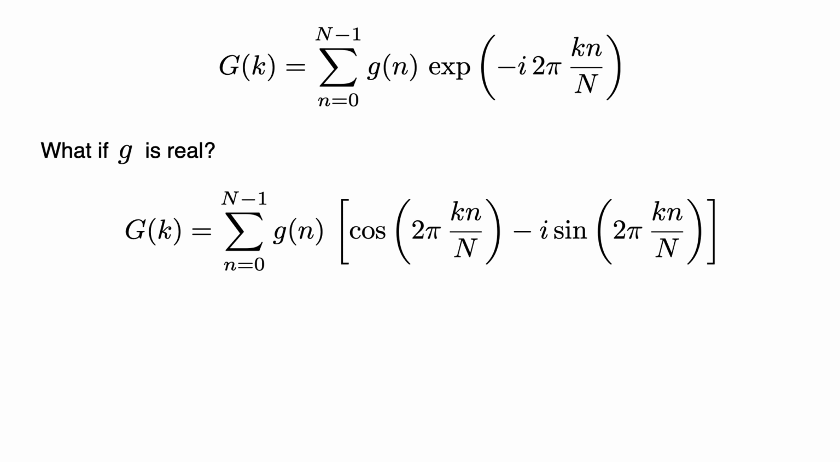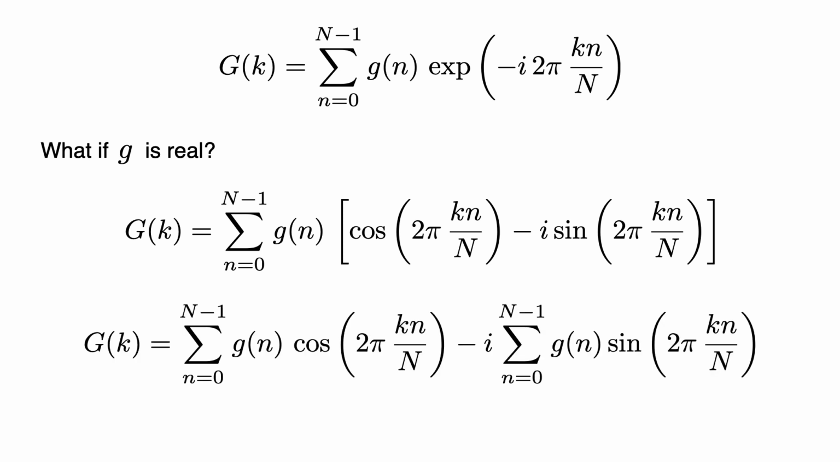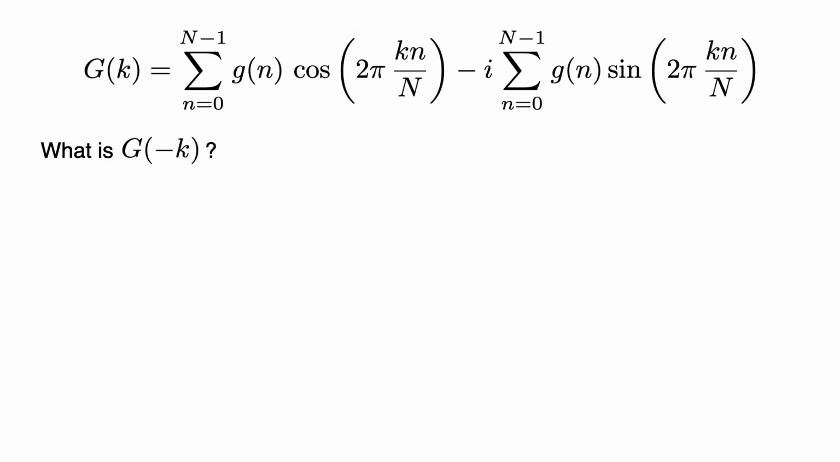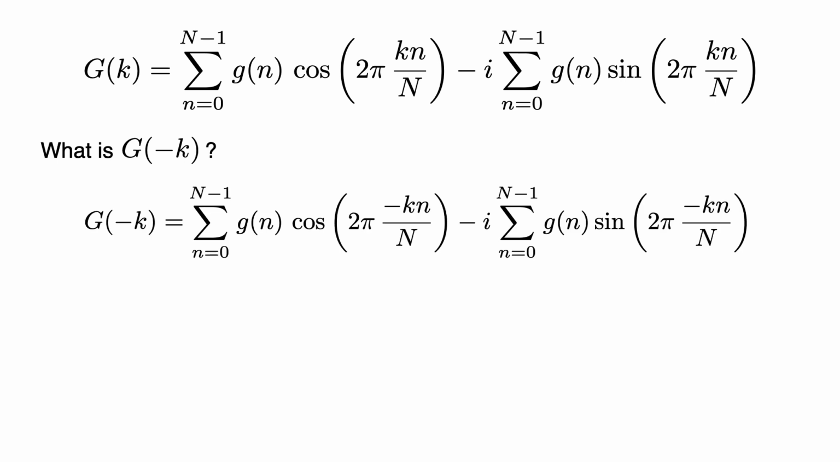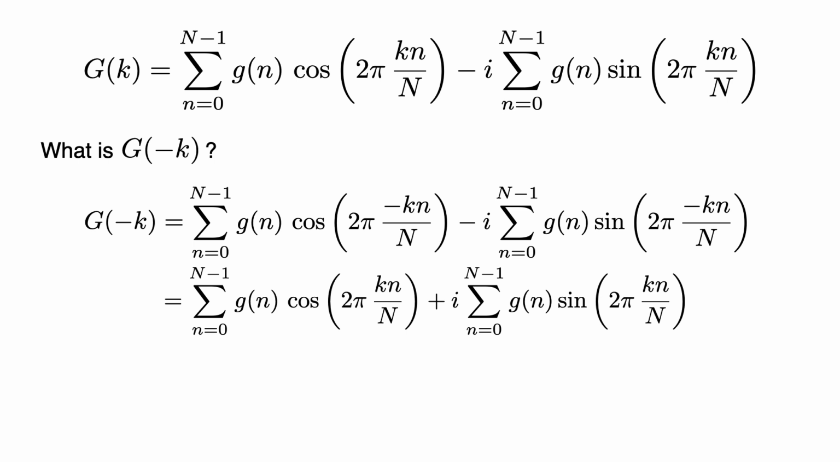Recall that an exponential can be expressed as a sum of a cosine and a sine. Simply distributing the sum across the subtraction gets us this expression. And now we're going to ask the question, what is G of minus k? Suppose we know G of k, how does it relate to G of minus k? We start by just replacing k with minus k everywhere we see it inside the cosine and the sine. Because cosine's even and sine's odd, this simplifies to this expression.